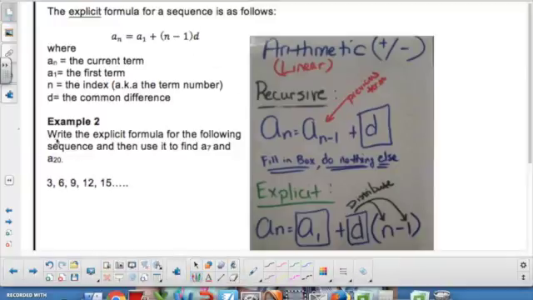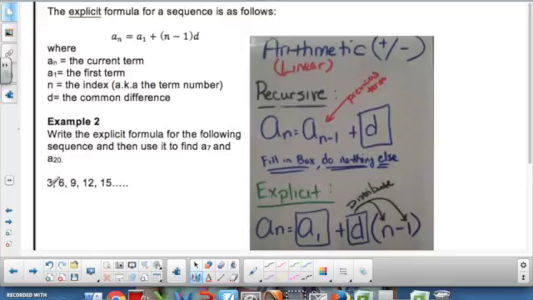In example 2, we're asked to write the explicit formula for the following sequence and then use it to find a sub 7 and a sub 20. It's the exact same sequence we looked at in example 1, but this time we're using the explicit formula. So we'll see how that's a little bit easier, or just look at the differences between the two. Since we've already looked at this sequence, we already know that the common difference is plus 3 because I'm adding 3 to get from one term to the next.